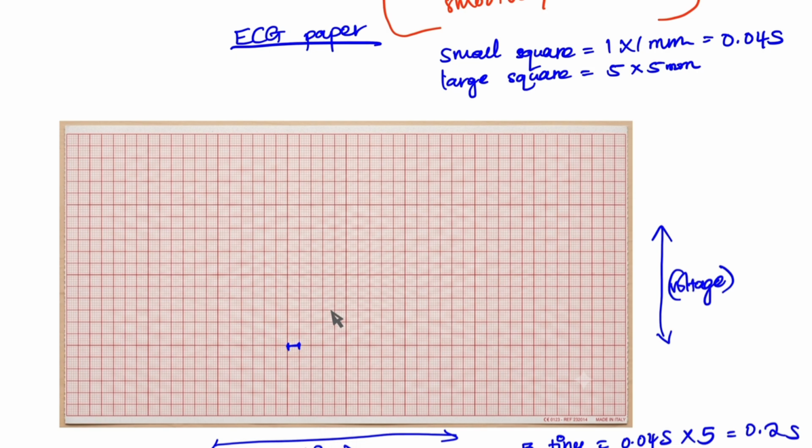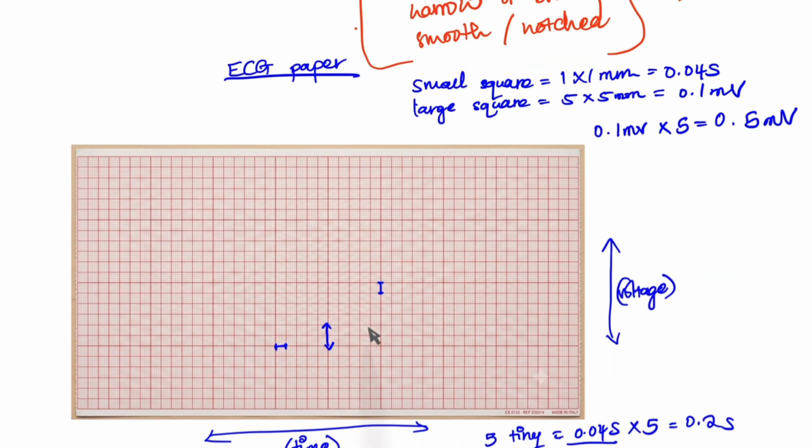Now let us look at the vertical axis. The distance along one small square on the vertical, we just did on the horizontal axis. Horizontally, one big square represents 0.2 seconds. Whereas vertically, one big square, which has got 5 small squares, represents 0.5 millivolts.